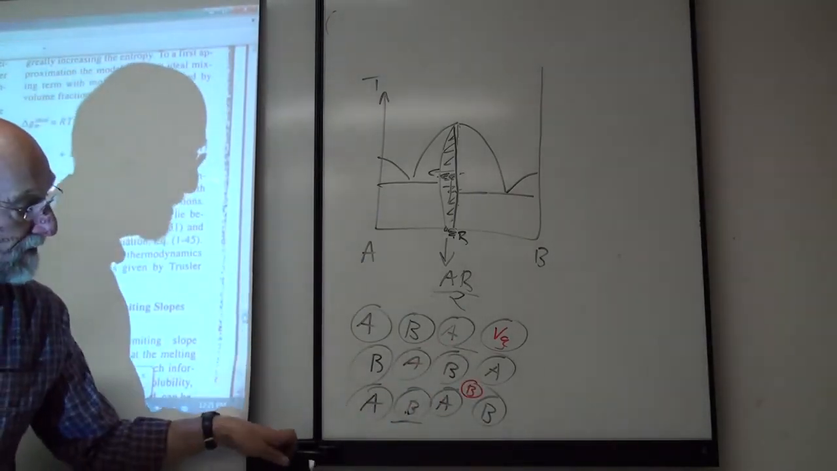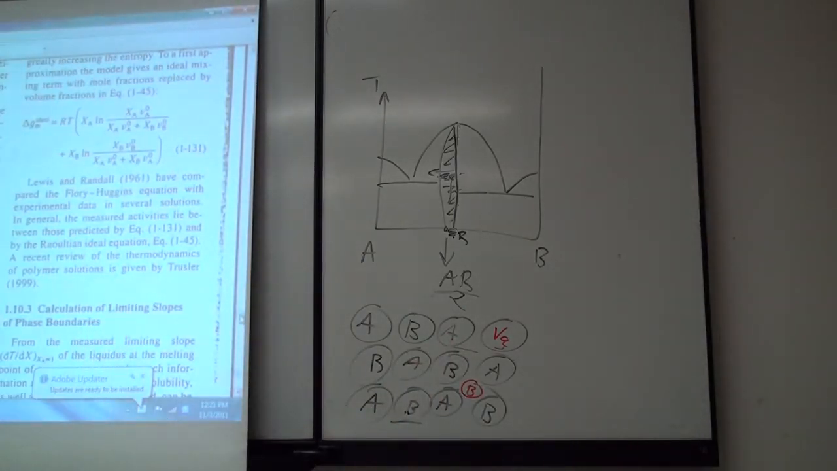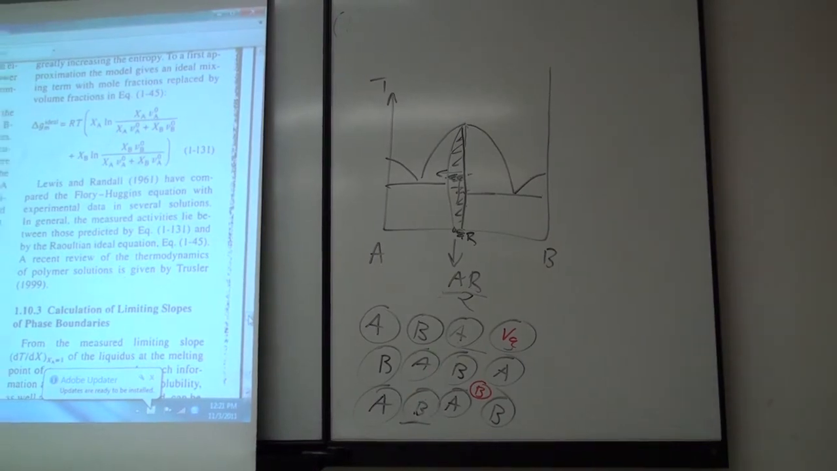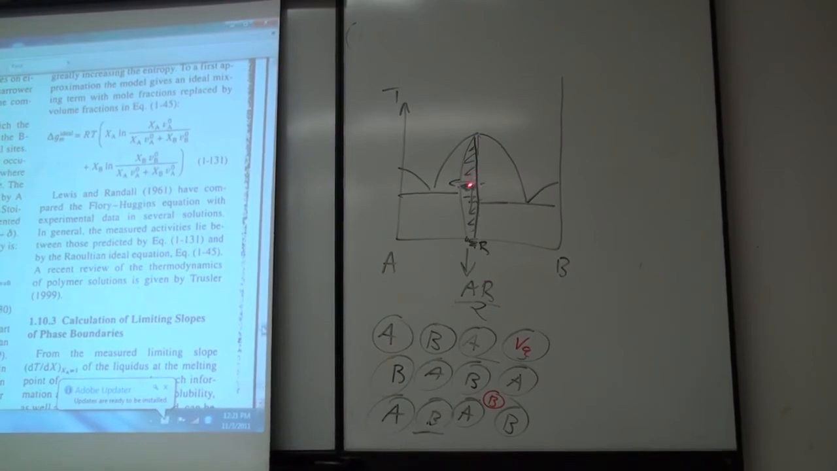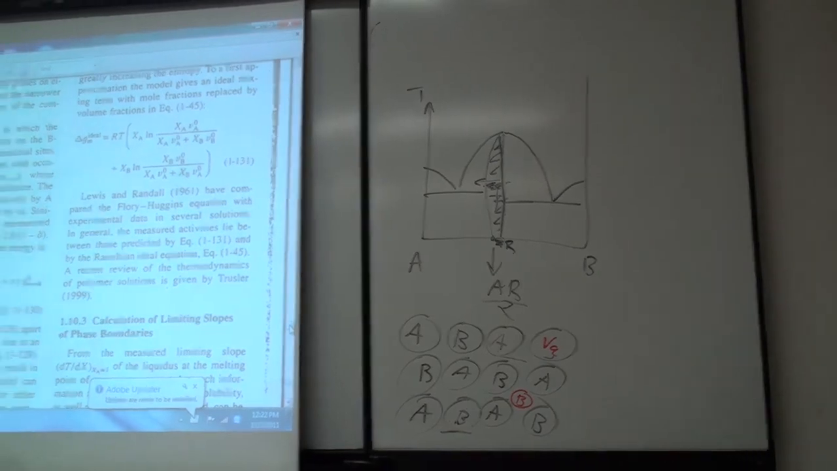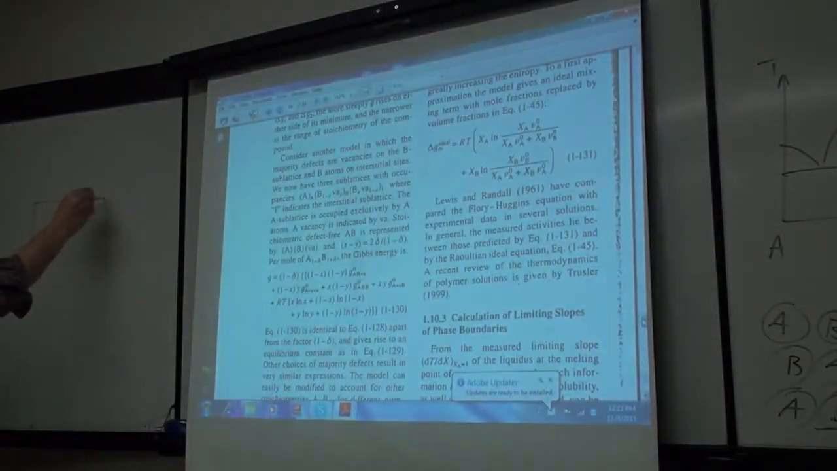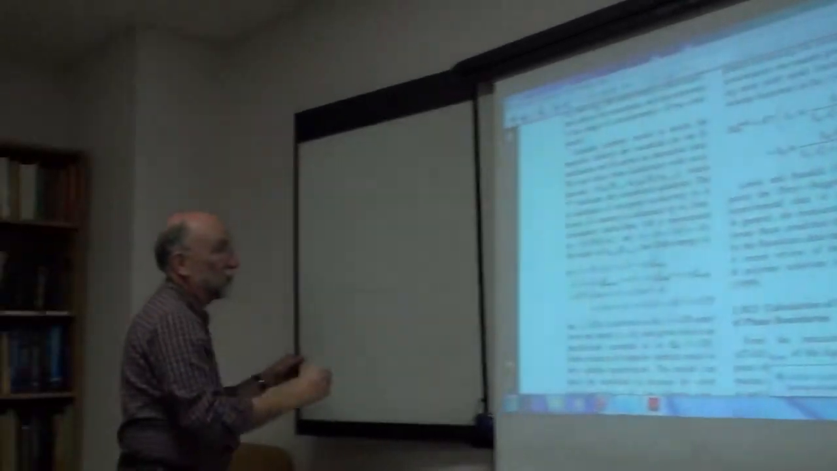Okay, so now you have two different kinds of defects in which to deviate from stoichiometry towards this side, you're putting vacancies on the B lattice, and to deviate going on this side, you're putting B atoms into the interstitials. Okay, so now your model is going to be the following.